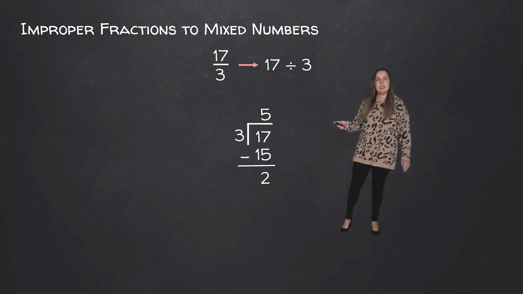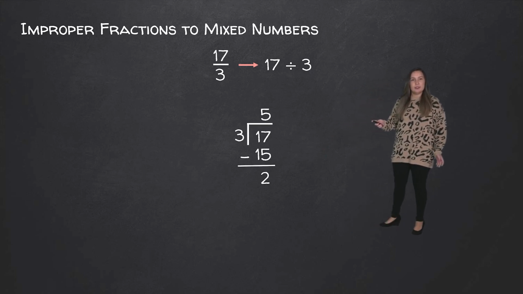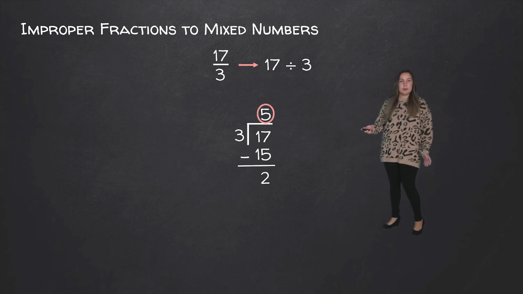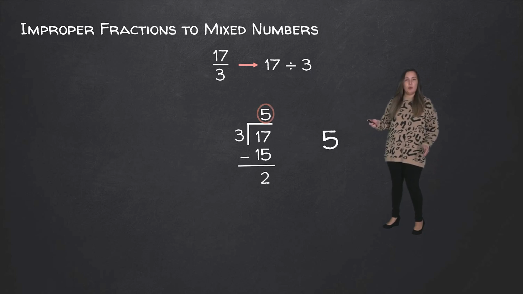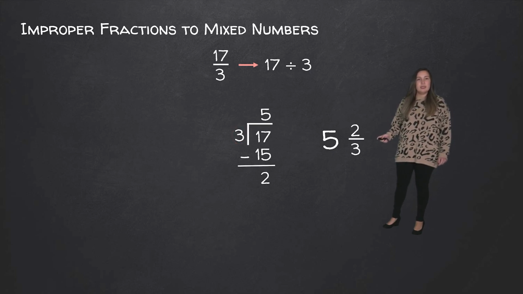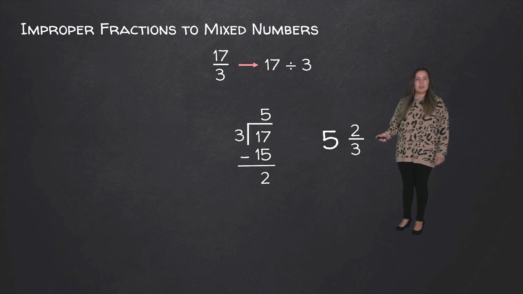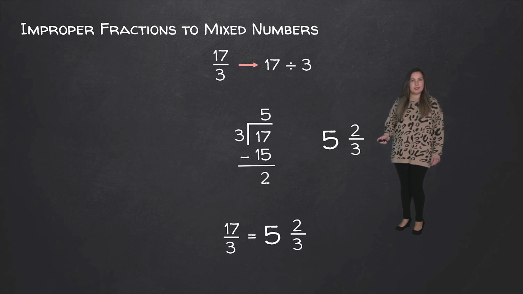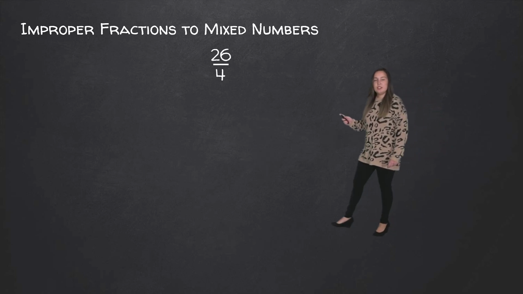We're going to take these numbers and write out our mixed number. So our whole number is going to be 5 because 3 goes into 17 5 whole times with a remainder of 2, which is our numerator. And then we're dividing by 3, so that's going to be our denominator. All right? So we know that 17/3 is equivalent to 5 2/3. So let's do another example.